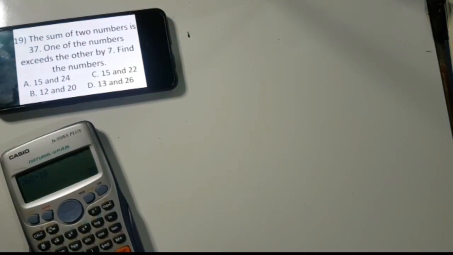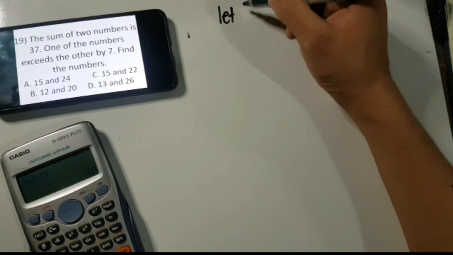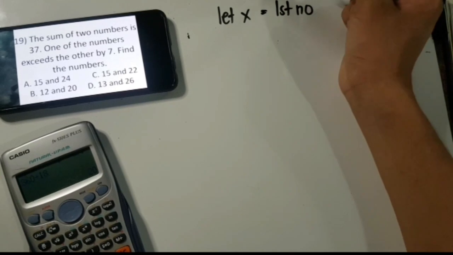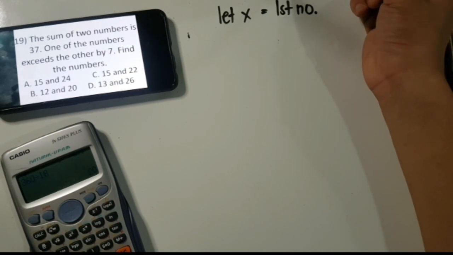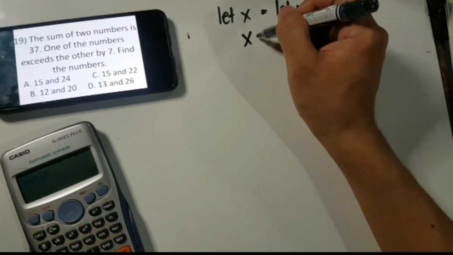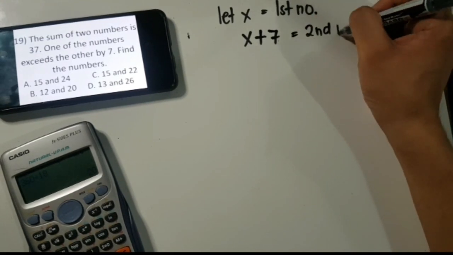Next question, the sum of two numbers is 37. One of the numbers exceeds the other by 7. Find the numbers. So, medyo madali lang ito. So, let natin si x. Let x be the first number. So, paano yung second number? Sabi sa question, the other number exceeds the first number by 7. So, when we say exceed, so x plus 7. So, this is the second number.